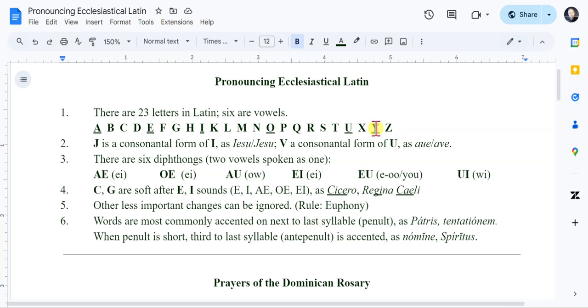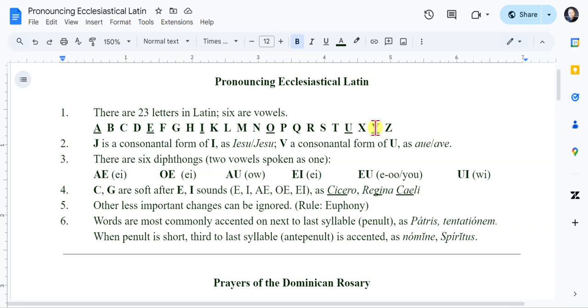But those are the sounds of the Latin vowels, and what's important in Latin is it's not like English, where we've got multiple sounds for each vowel, which makes reading very difficult. In Latin, there's just one sound for each vowel, and it always has that sound. So the letter A is always pronounced A. The letter E is always pronounced E. I is always pronounced I. O is always pronounced O. U is always pronounced U. And Y is always pronounced U.